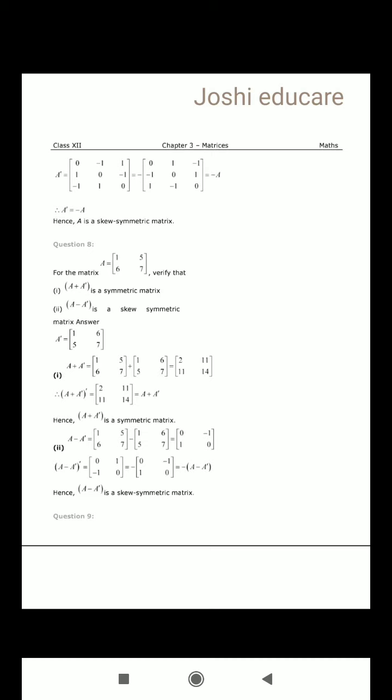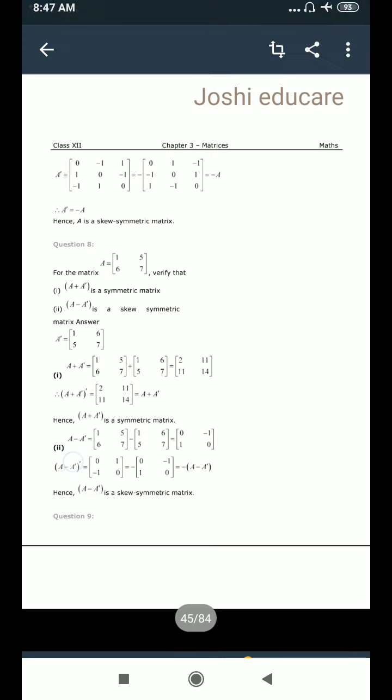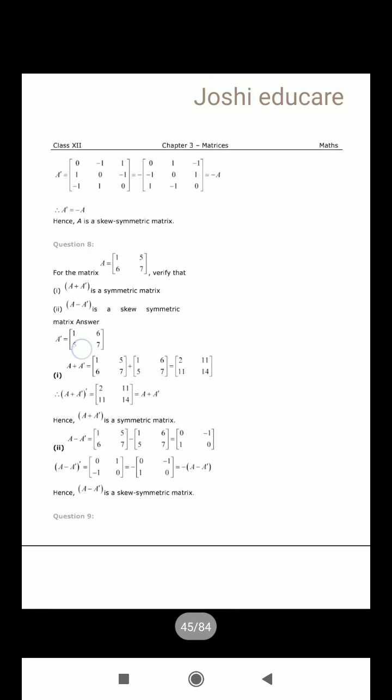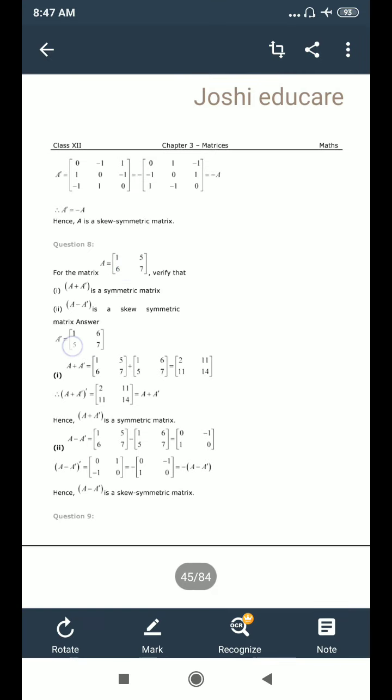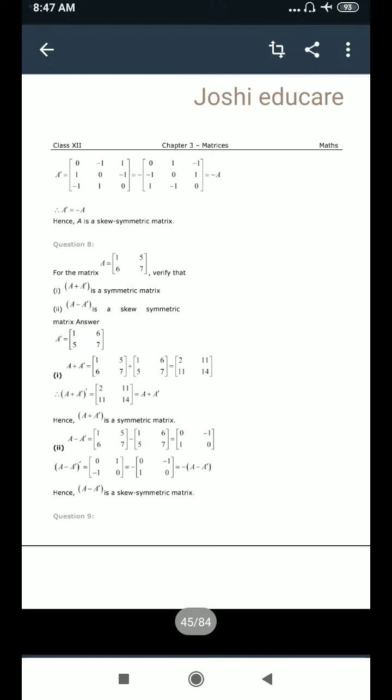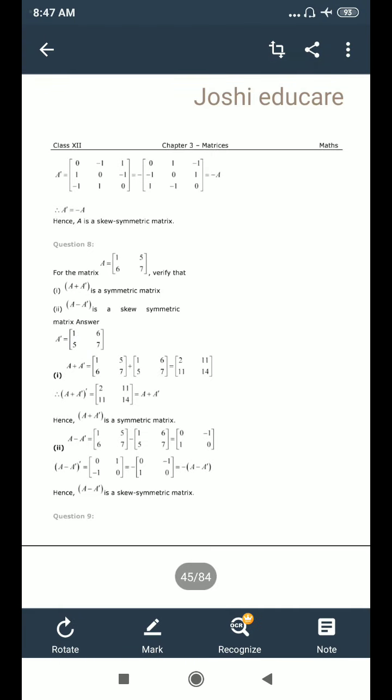So first of all, we will find A minus A transpose. This A is given. A transpose is given. We will subtract the corresponding elements. So you got A minus A transpose is this. Now if you take the transpose of A minus A transpose, it is equal to 0, minus 1, 1 and 0. That is actually negative of A minus A transpose.